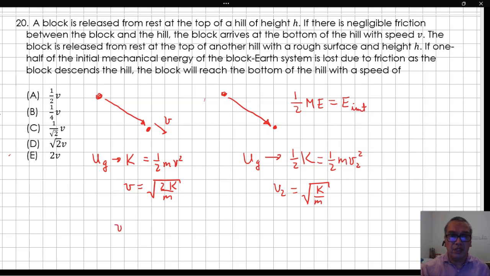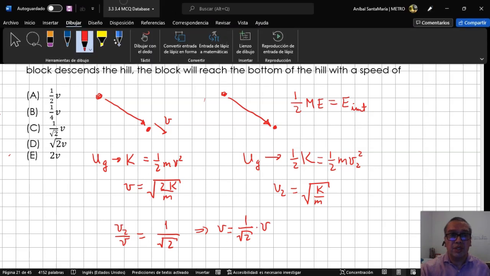If we take the ratio v2 over v, the ratio simplifies to 1 over square root of 2. Or v2 is equal to 1 over square root of 2 times v, which represents, of course, option C.